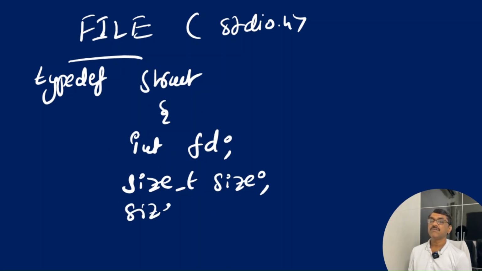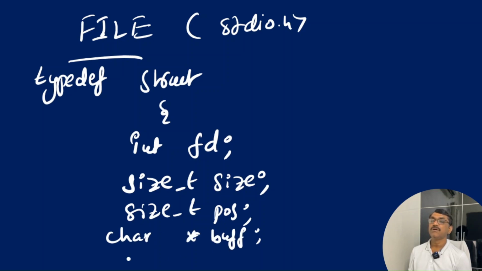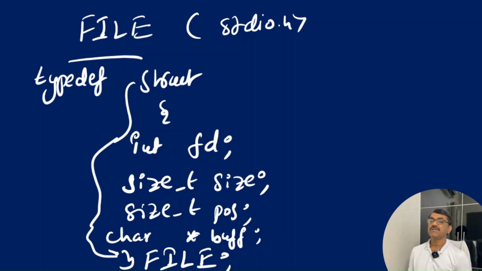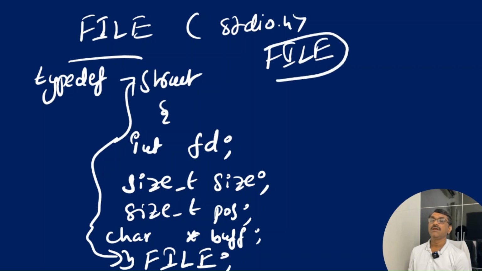Next, another size_t variable is position, and also there is a variable called char *buffer, a character pointer variable, then the closing brace. After writing the closing brace, we write FILE in capital letters. So here structure is the user defined data type. For this user-defined data type, we are going to give a new name, FILE, with the help of the typedef statement.